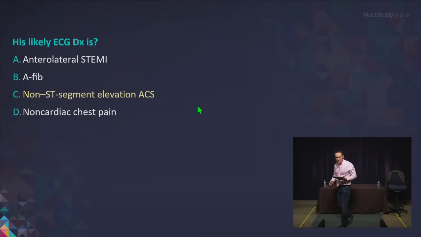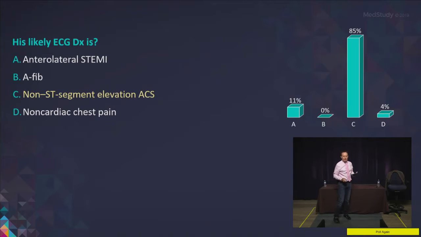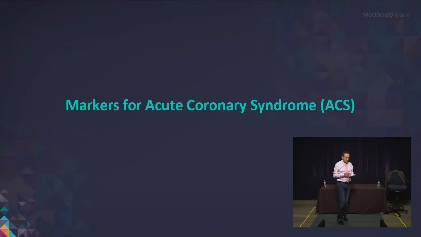So that clears off A. So he doesn't have a STEMI. He doesn't have AFib. He's in normal sinus rhythm. And, you know, non-cardiac chest pain, unlikely. I mean, he has chest pain and ECG changes. You have to assume that he's got coronary disease until proven otherwise. So we can't call him D at this point.